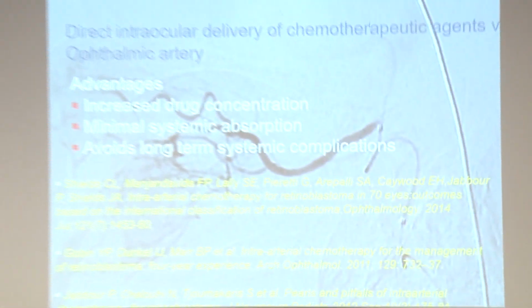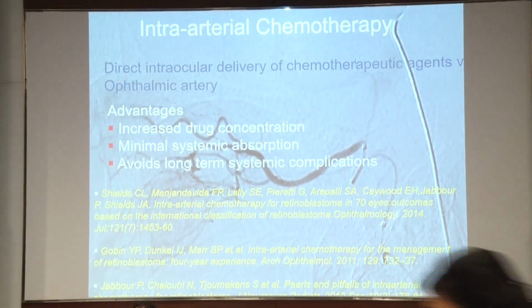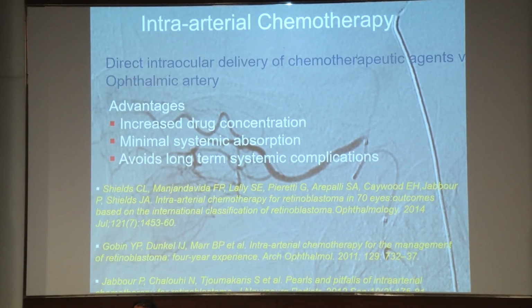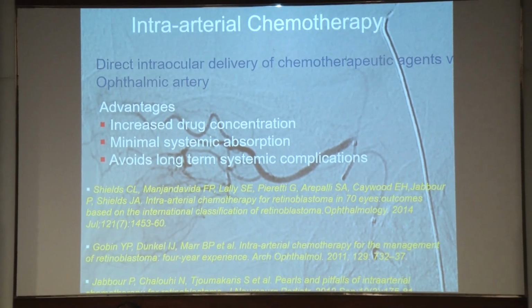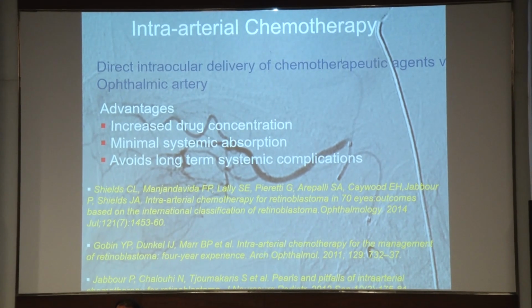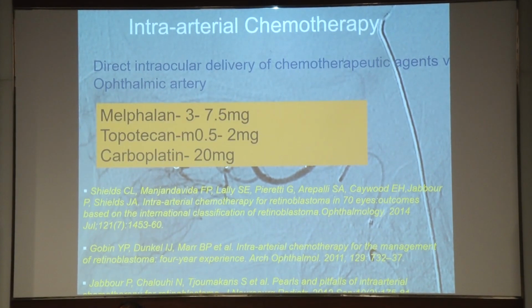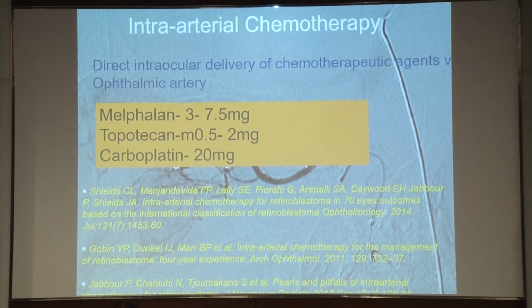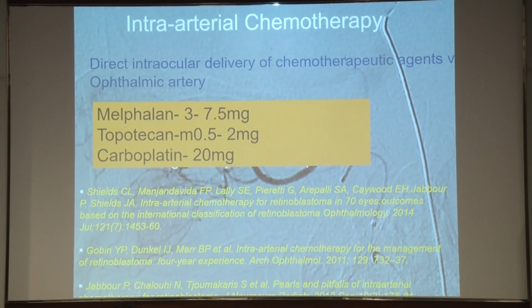It's a direct intraocular delivery of chemotherapeutic agents via the ophthalmic artery. Now, how is it advantageous? The advantages are increased drug concentration locally in the tumor. It's sending the chemotherapeutic drugs directly to the tumor, with minimal systemic absorption and systemic toxicity, and thereby avoids long-term systemic complications. The drugs that we use are different from what we use in systemic intravenous chemotherapy, where we use the VEC protocol: vincristine, etoposide, carboplatin.